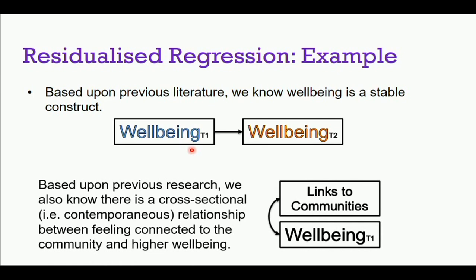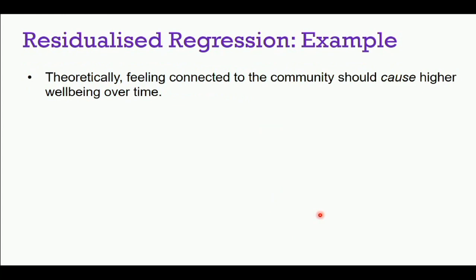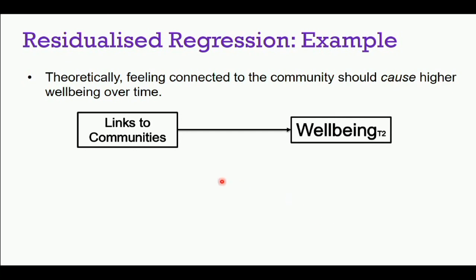We also know, because we do our literature review before we design our experiment, that there's a cross-sectional contemporaneous relationship between these two constructs. So if you have links to community, you have good well-being. If you have good well-being, you tend to have strong links to community. So there's a positive association there. Theoretically, feeling connected to the community should cause higher well-being over time. So we take our links to community, and we see there's a significant association.